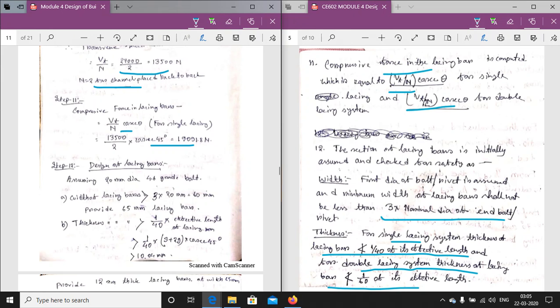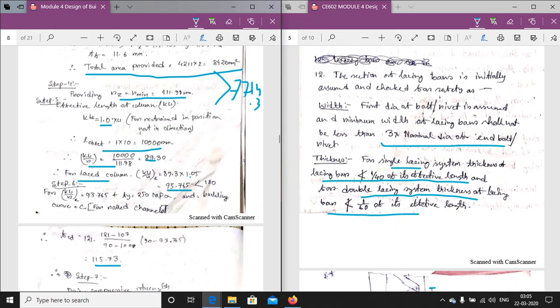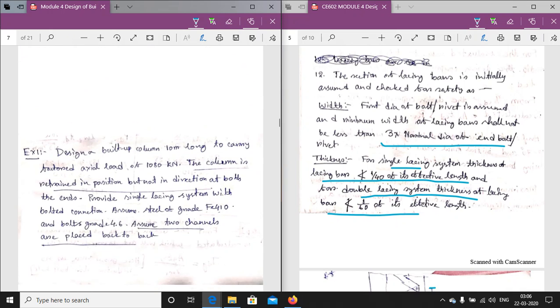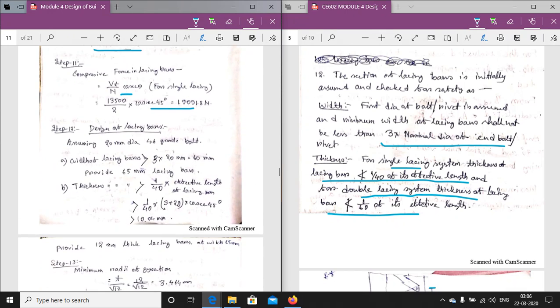Now coming to the design of the lacing bar. The width should not be less than 3 times the nominal diameter of the end bolt. We have to assume some diameter of the bolt, so considering a 20 mm dia 4.6 grade bolt, on which the lacing bars will be connected. So the width of the lacing bar is 3 times 20, which is 60 mm, providing 65 mm, some extra value from that, for the lacing bars.